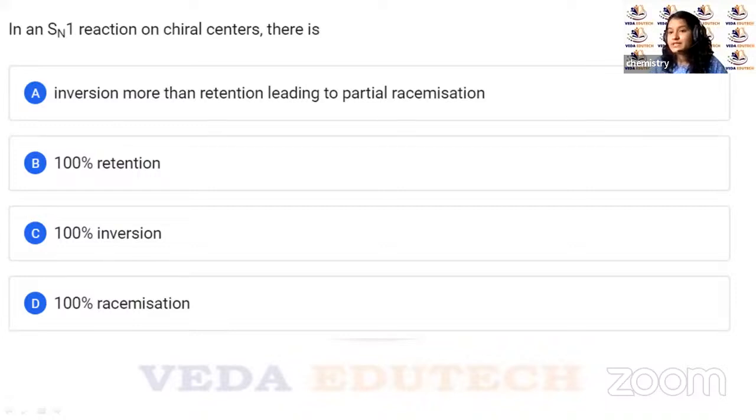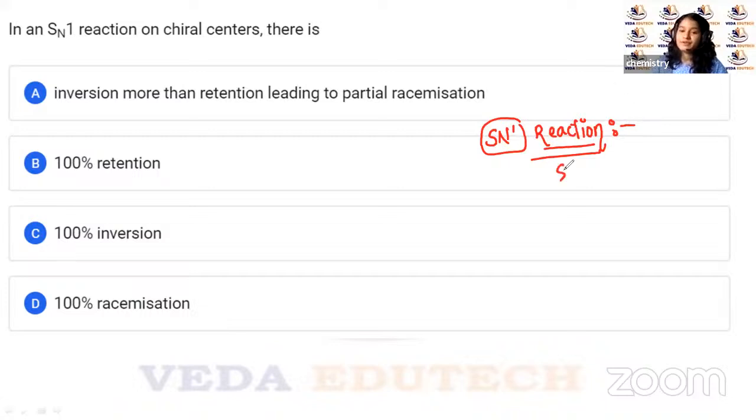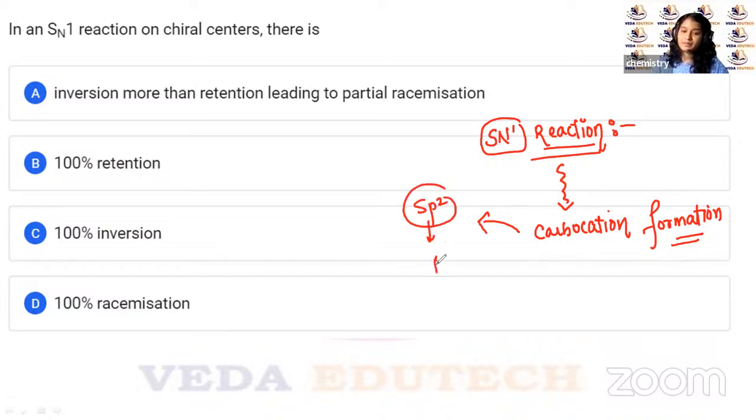Okay, children. The next question that has been asked to us here is, SN1 reaction on chiral centers, what happens? We are being asked about the SN1 reaction, right? As you know, in case of SN1 reaction, we have carbocation formation, right? And what is the shape of the carbocation, children? It is sp2 hybridized, hence it has a planar shape. It is going to look something like this, right?